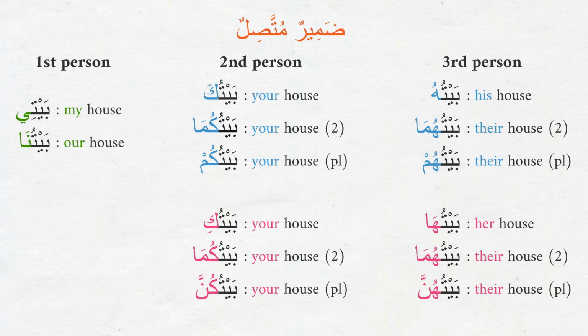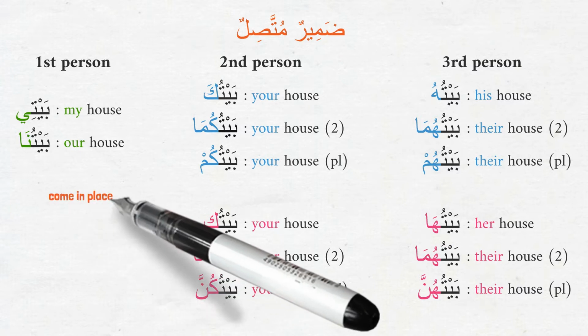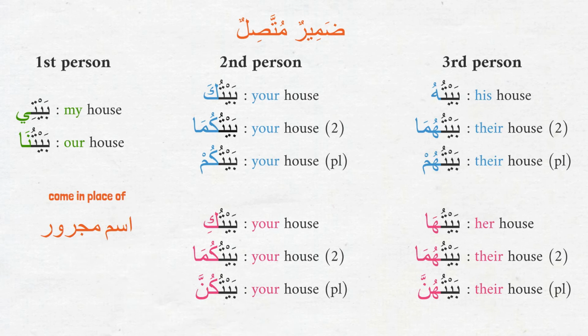If you notice, all these dhomeer words are coming as mudaf ilayh of the idafa combination. Therefore, they are coming in place of majroor ism here. We will later see that these dhomeers can come in place of mansub ism also.